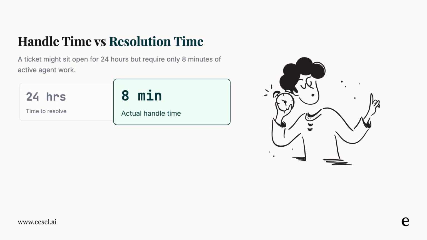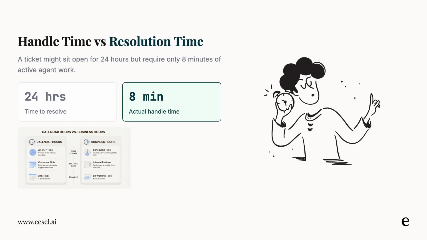Handle time changes how you understand agent workload. A ticket might stay open for 24 hours, but your agent may have only spent 8 minutes actively working on it. This distinction is critical when evaluating team capacity and figuring out where time is actually being spent.